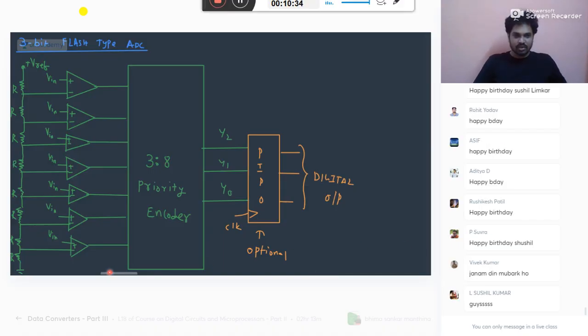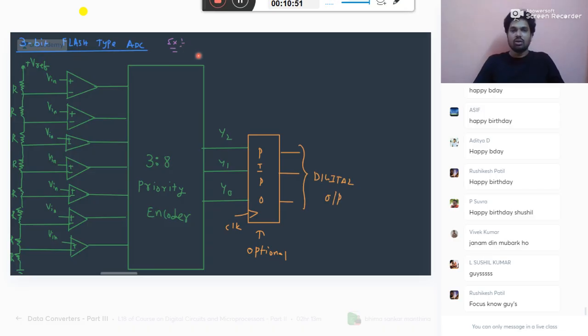So listen here, one minute. This is the circuit we call the parallel comparator type ADC or flash type ADC. Both are the same. Now in this case, let me take an example. Please listen here. Example: V reference is equal to 8 and Vin equal to 5.5. Let me take this example and show you how this will work.